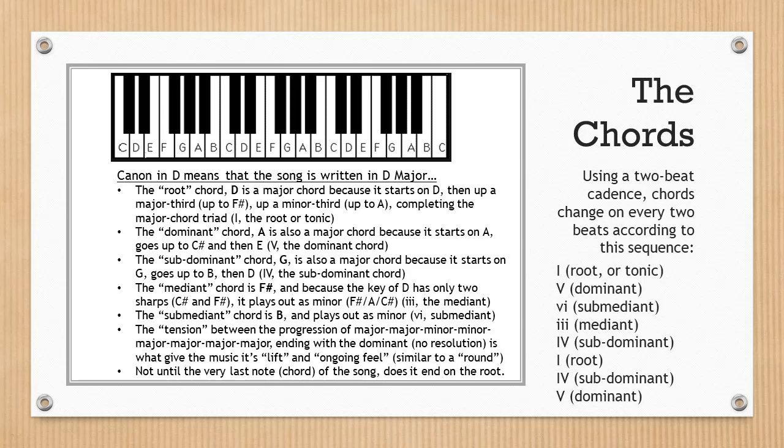That means the chord is changing on every 2 beats, and it's changing according to the sequence of the root chord, the fifth, the dominant, the sixth, the submediant, going to the third, the mediant, the fourth, the subdominant, back to the root, back to the subdominant, and ending with the dominant. So there's a little of a lift to the final chord because it's on the fifth of the scale.